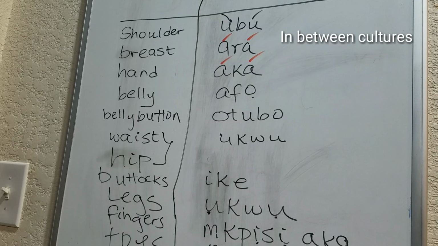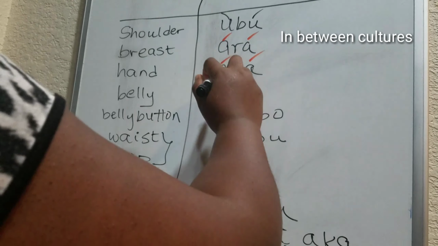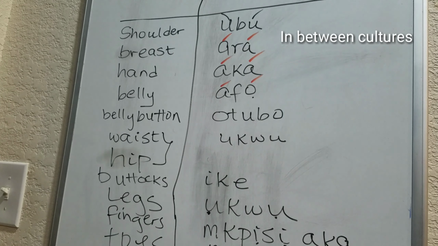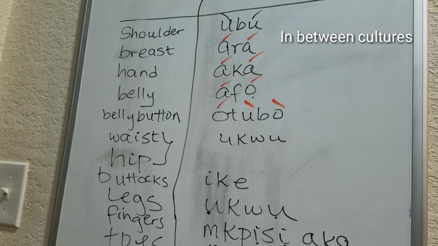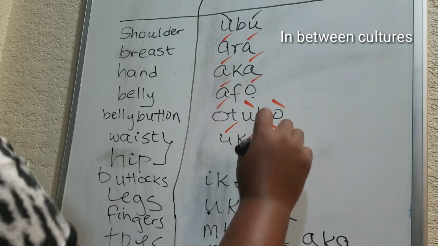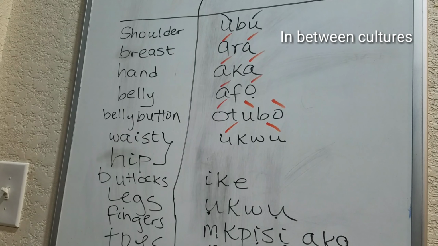Belly, afo. High high. Belly button, otubo. High low low. Waist or hip, uku. High low. Buttocks, ike. High low. Legs, oku.